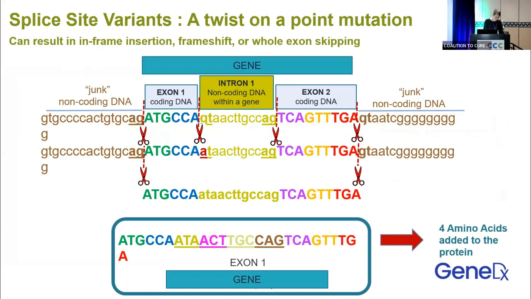The last type of variant that we're going to talk about is a splice site variant, and that is a point mutation that occurs at the boundary of an exon and an intron, and it can result in an in-frame insertion, a frameshift, or the whole exon being skipped. In this particular example, on the second line of the long letters, you can see that the A was supposed to be a G, but it became an A, and that resulted in this bottom box here of 4 additional amino acids added to the protein.